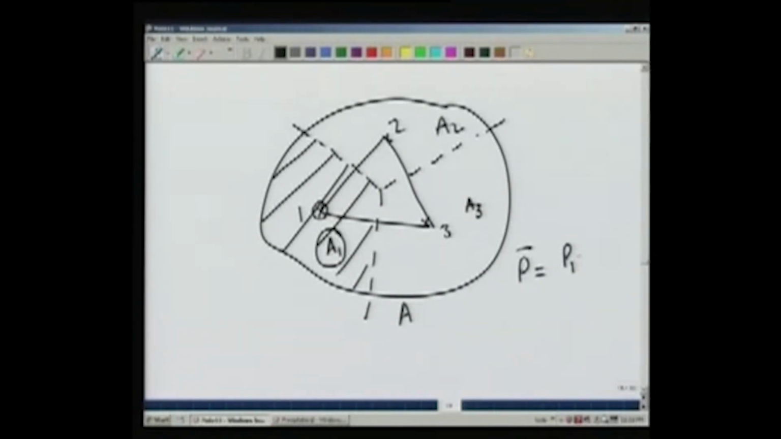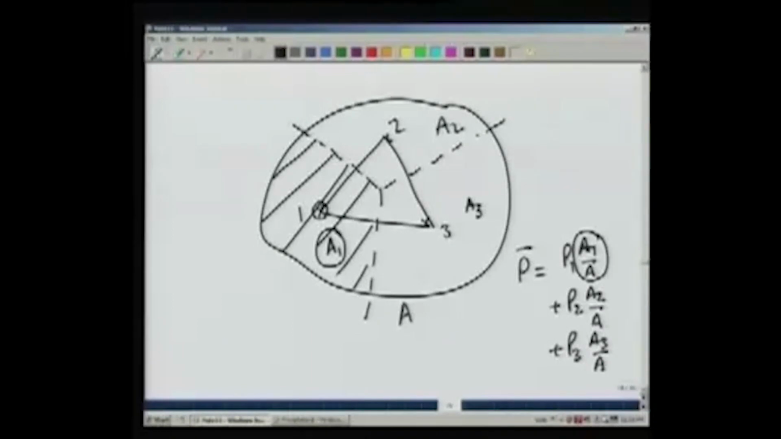So P1 A1 by A plus P2 A2 by A. So this tells us that a certain weight A1 by A, depending on what area is covered by rain gauge 1, is assigned to the precipitation of each rain gauge. So this takes care of some of the drawbacks of the arithmetic mean method, in that it accounts for the position of the gauges. But it does not account for variation in topography.